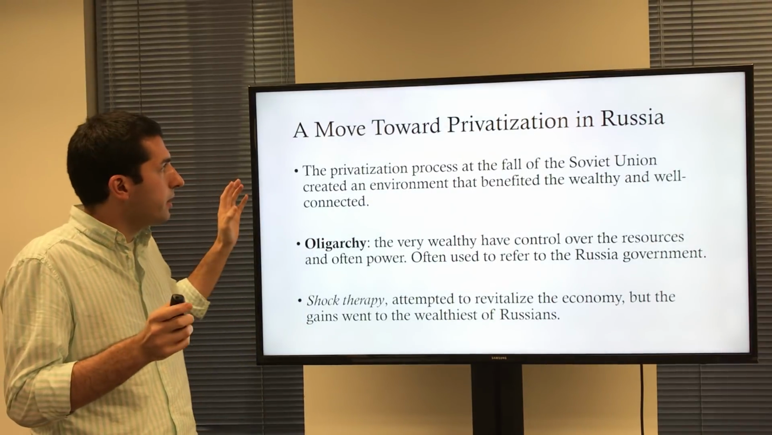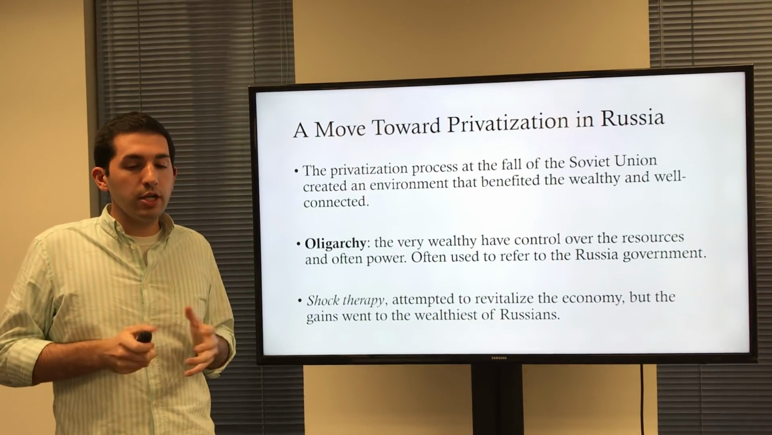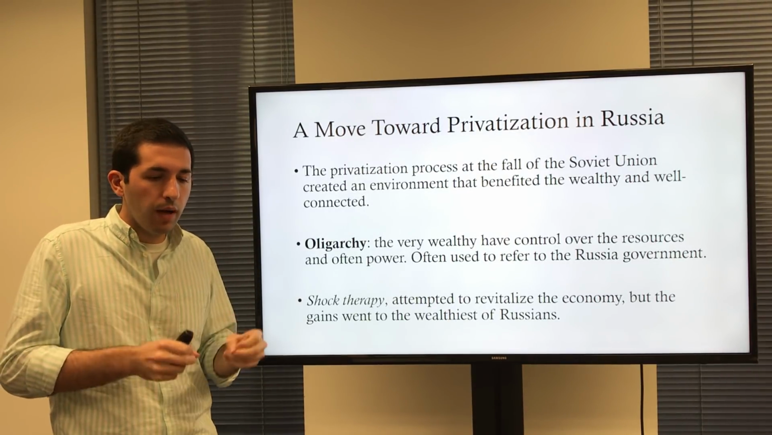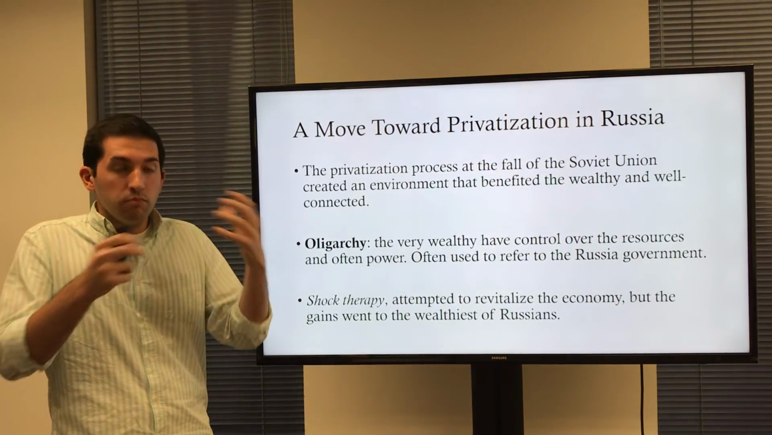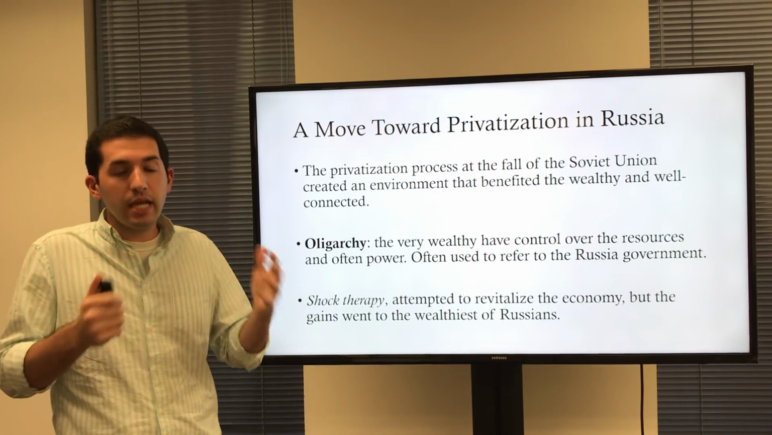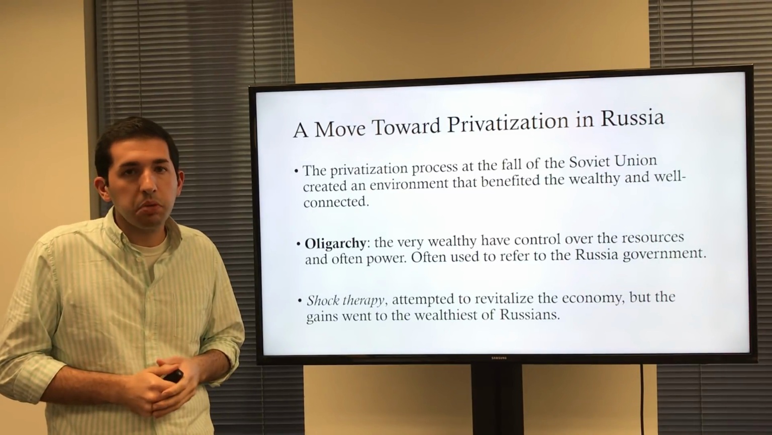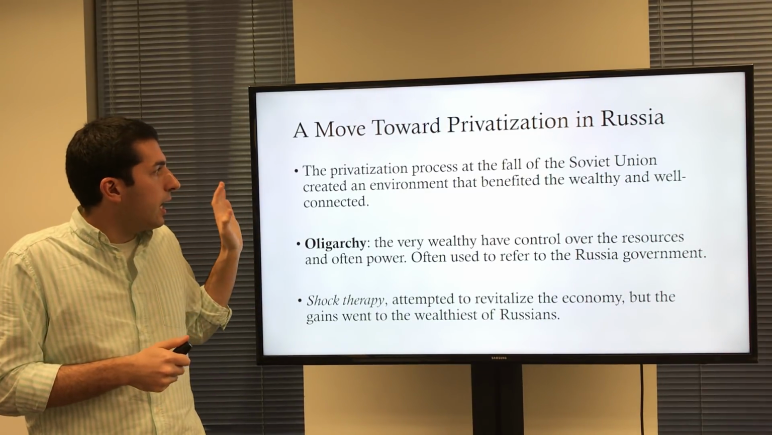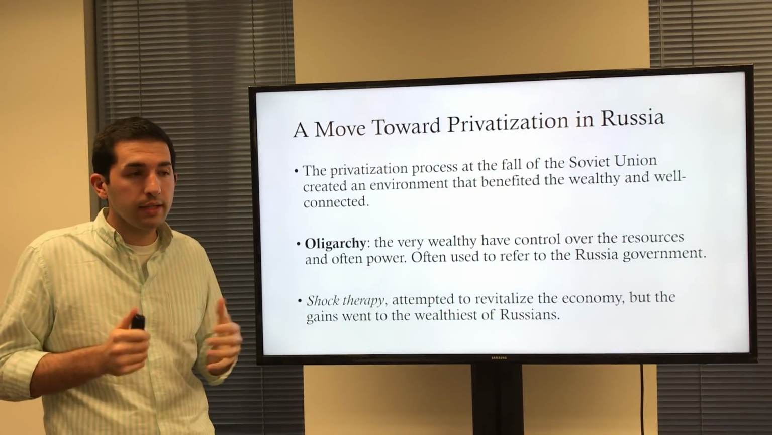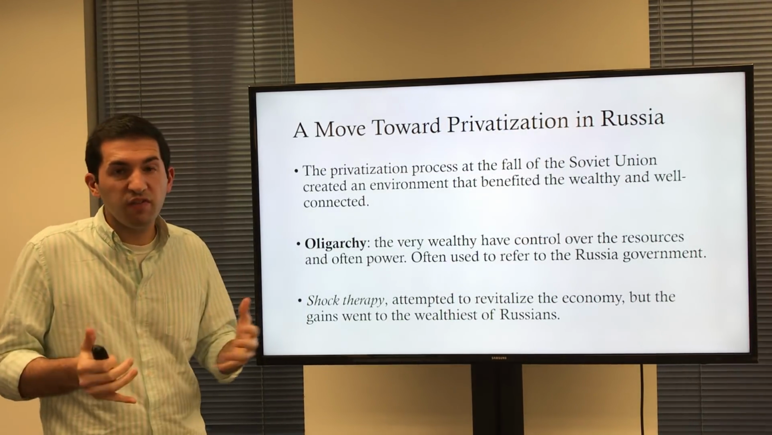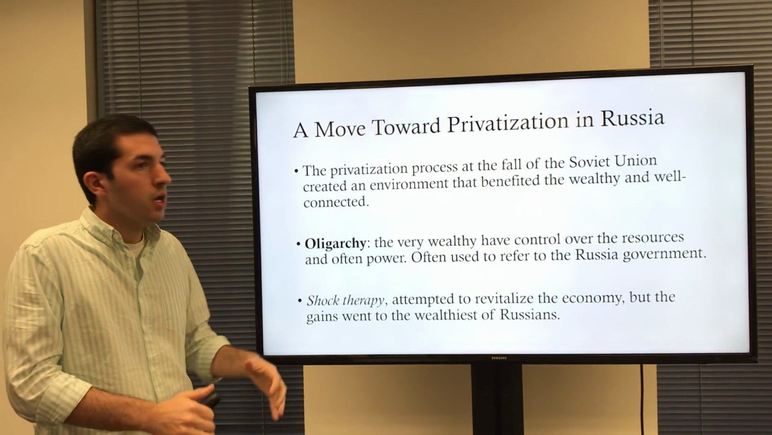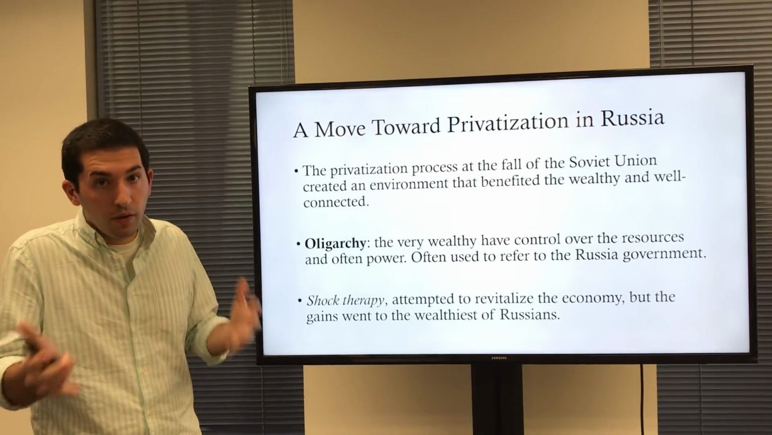Globalization and development. A move toward privatization in Russia after all this state control. So we have, of course, during the Soviet Union, communism, socialism. It falls, it fails. Coming out into the 1990s, a privatization process attempts to take place at the fall of the Soviet Union, and it created an environment that benefited the uber wealthy and the well-connected bureaucrats at the time. They scarf up this stuff for cheap, and it creates what we consider an oligarchy.